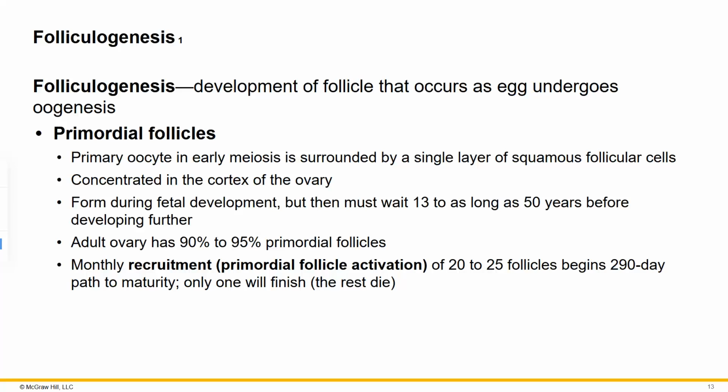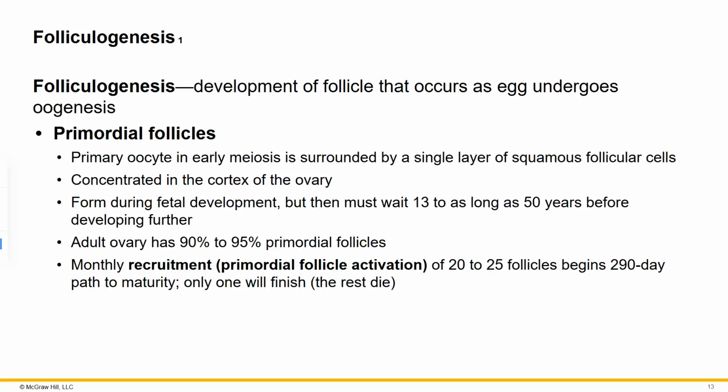So why would it wait as long as 50 years? Well, you're only going to release an egg once a month every time you ovulate. So these follicles are only going to develop along with the cycle that will eventually lead to the release of an egg.